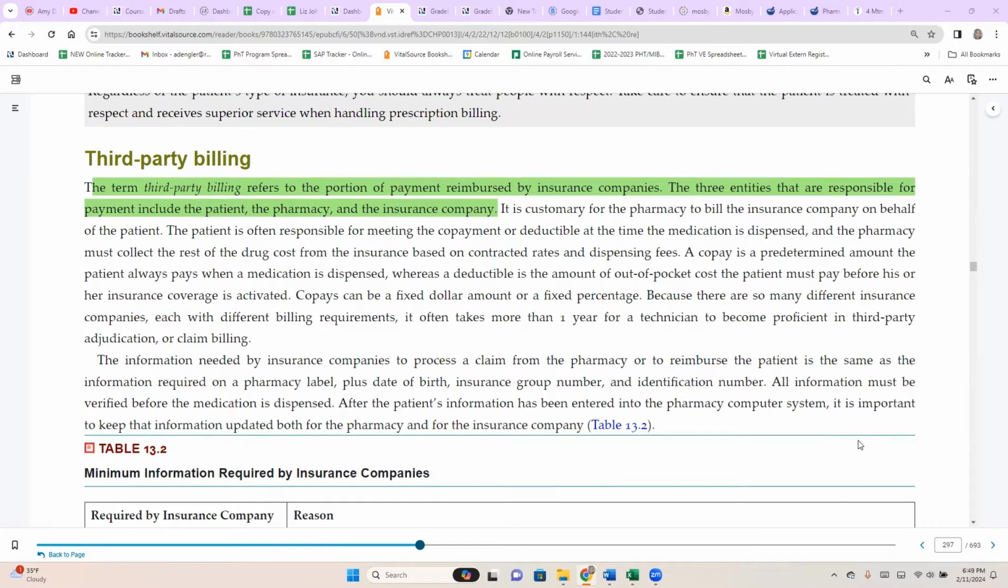A copay is a predetermined amount the patient always pays when a medication is dispensed, whereas a deductible is the amount of out of pocket cost the patient must pay before his or her insurance coverage is activated.